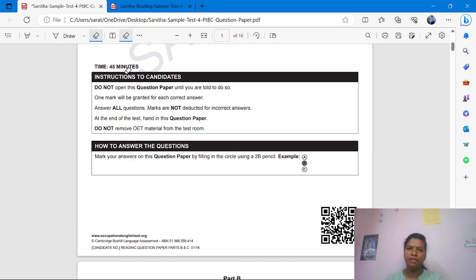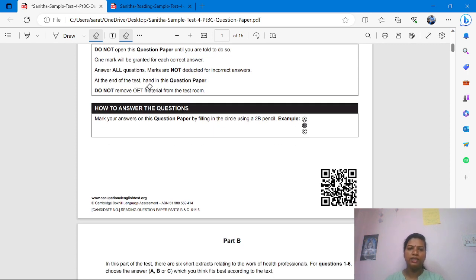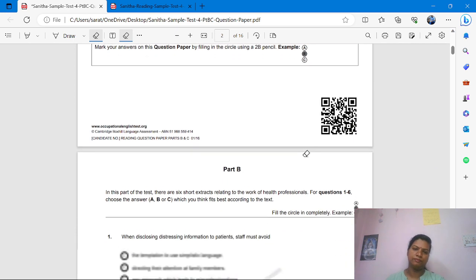In 45 minutes, do not open this question paper until you are told to do so. 1 mark will be granted for each correct answer. Answer all questions. Marks are not deducted for incorrect answers, so you have to write everything. At the end of the test, hand in this question paper. Do not remove OET material from the test room. Here you have to mark like this. You have to circle the options. If it is B, you have to circle B.